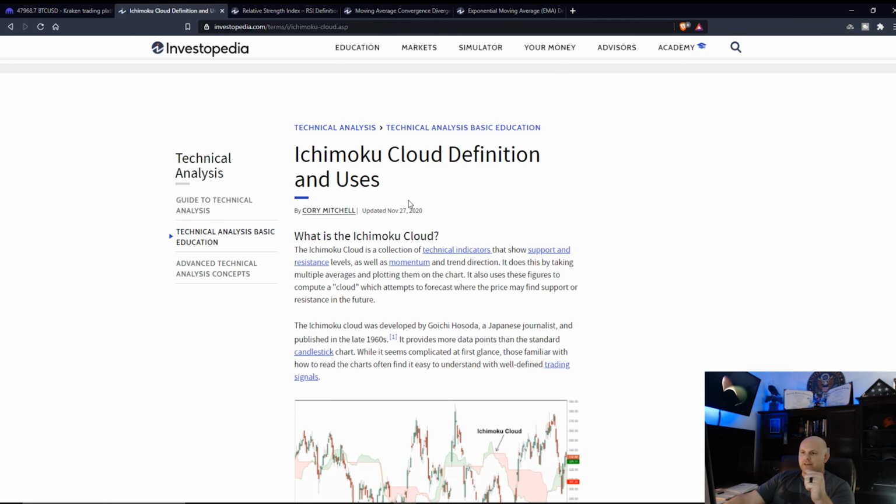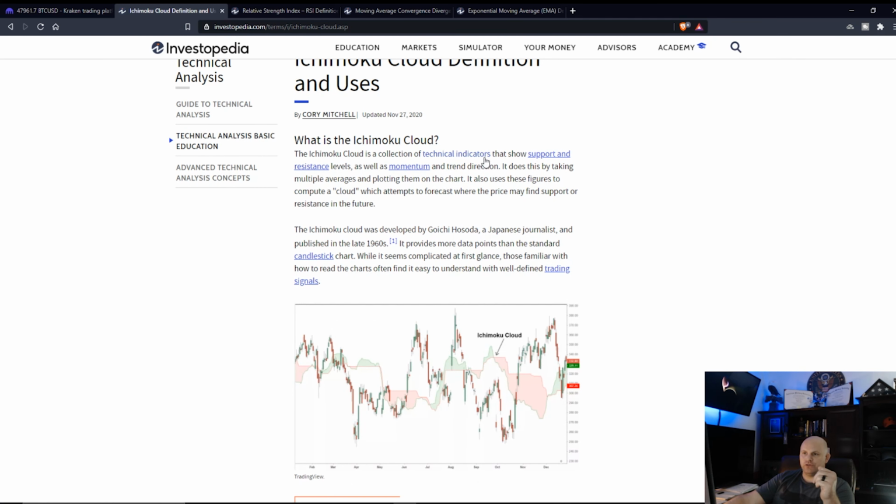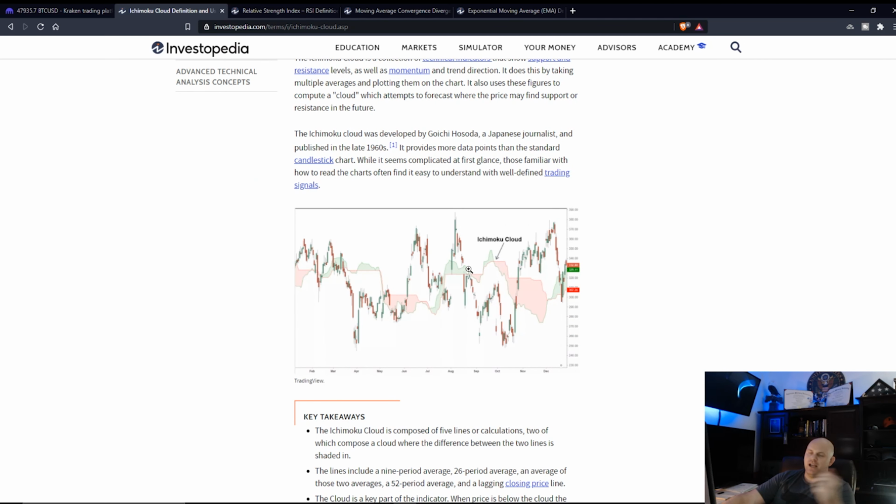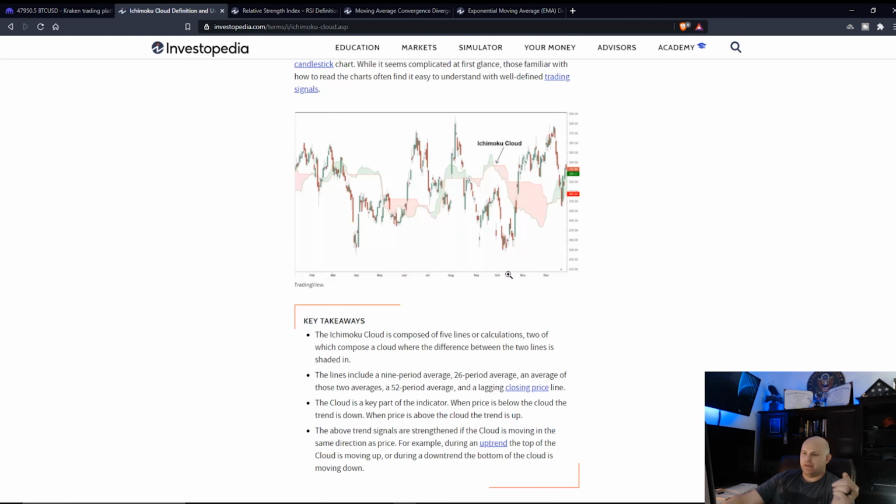So the Ichimoku cloud definition and uses, you can find this on Investopedia. It's a collection of technical indicators that show support and resistance levels, as well as the momentum and trend direction. It does this by taking multiple averages and plotting them on the chart. It also uses these figures to compute a cloud, which attempts to forecast where the price may find support or resistance in the future. So the cloud was developed by Goichi Hosoda, a Japanese journalist. Huh, who would have thunk it that he's a journalist and not a mathematician? But he was wanting to understand well-defined trading signals, and he basically came up with this formula.